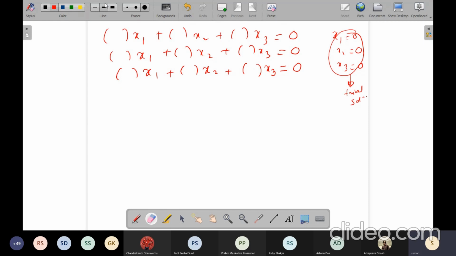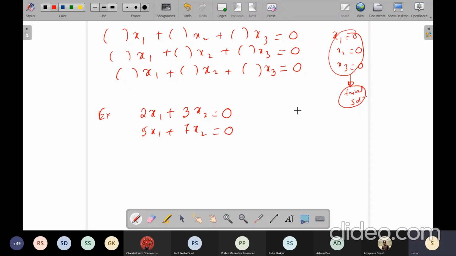Let us say that I have an equation. I'm just giving an example. Say 2x1 plus 3x2 is equal to 0 and 5x1 plus 7x2 equal to 0. Right? So what solution do you get out of this? Only x1 equal to 0, x2 equal to 0. So you only have a trivial solution.